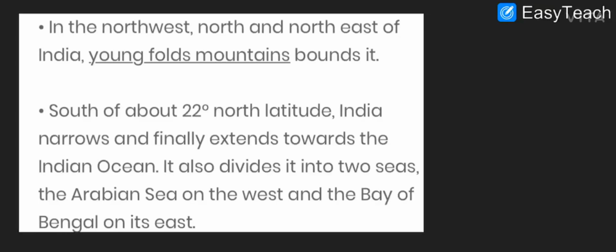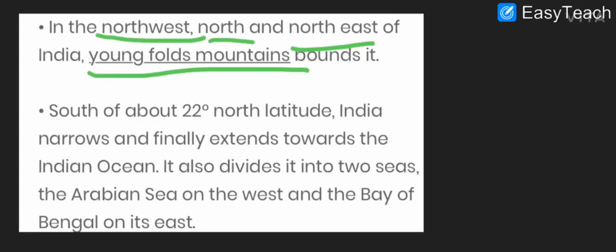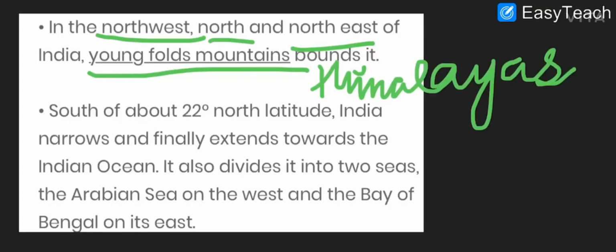Next question: in the northwest, north and northeast of India, young fold mountains bound it. Which direction? Northwest, north and northeast. Northwest, north and northeast of India, young fold mountains bound it. Young fold mountains are the Himalayas. Yes, correct. They are. So young fold mountains are the Himalayas.